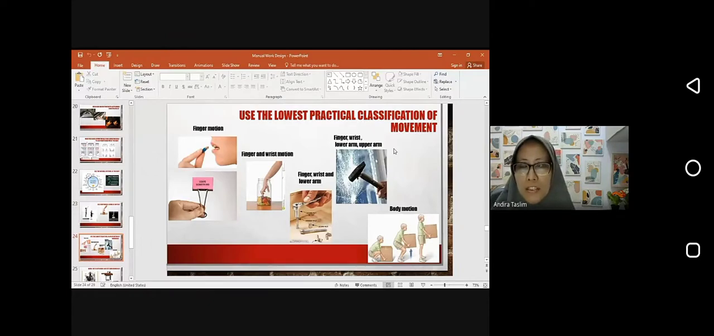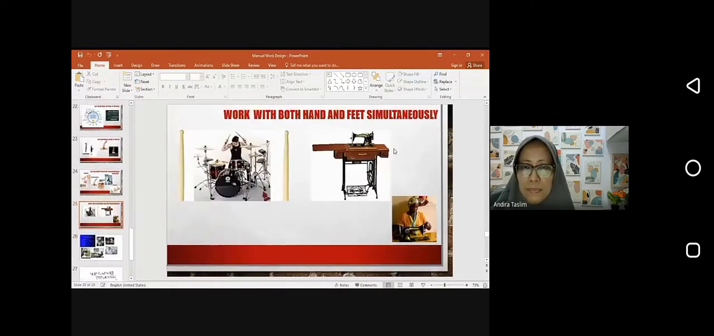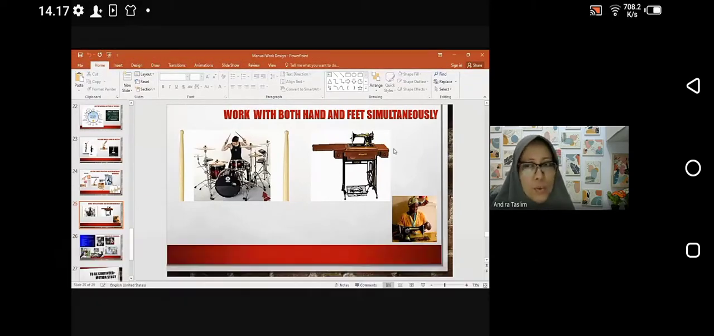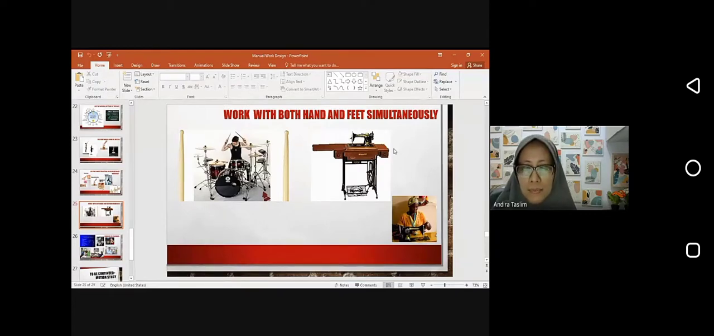Okay, use the lowest practical classification. It is like before: use the lowest one and then increase it, or from the highest one decrease to the lowest level of muscle use. Then, work with both hands and feet simultaneously. If you can assign the job for hands and feet at the same time, just assign it, but please consider the focus and comfortable conditions of the workers.